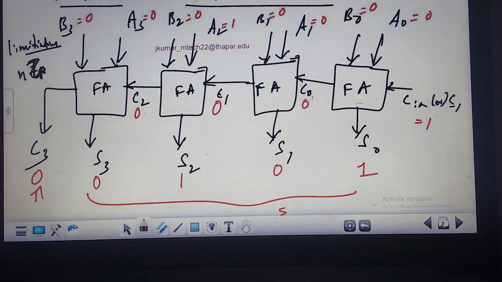Inside there are gates, and gates also lead to some propagation delay. I'm not considering that. Overall I'm considering the propagation delay of 1 full adder. So this second full adder will operate only when this carry is received, correct? At what time will this carry be received? Suppose I'm taking TP equal to 1 nanosecond. After 1 nanosecond only, this C out I'm getting.